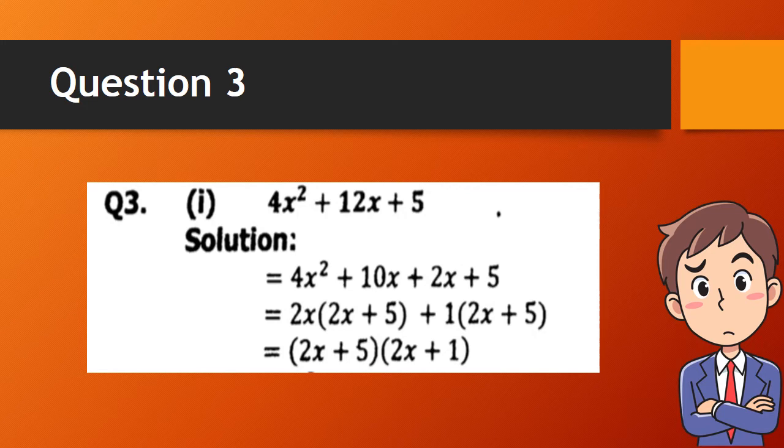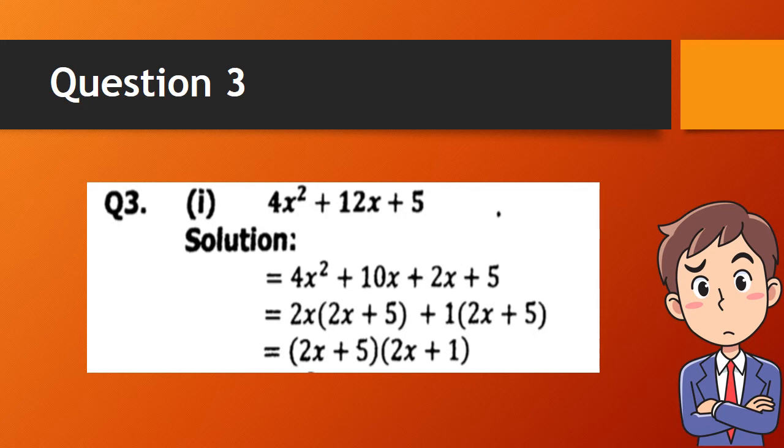So 4 multiplied by 5 will give you 20. Now make the factors of 20 such that by adding or subtracting them you will get 12. So how can we do that? 10 into 2 will give you 20 and 10 plus 2 will give you 12. So instead of 12x I have written 10x plus 2x.